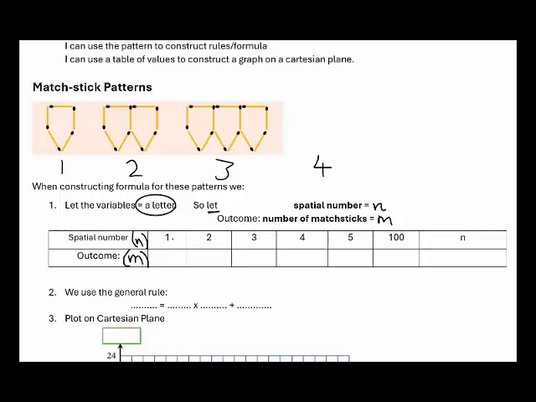So for my first spatial number 1, you'll see that there is 1, 2, 3, 4, 5 matchsticks. So all you have to do is count them. 5 matchsticks are needed to make that spatial pattern 1. How many are needed for the next one? 1, 2, 3, 4, 5, 6, 7, 8, 9. So there's 9 needed for the next one.